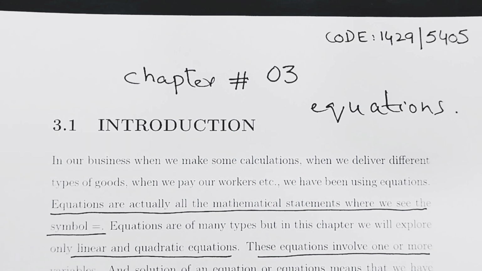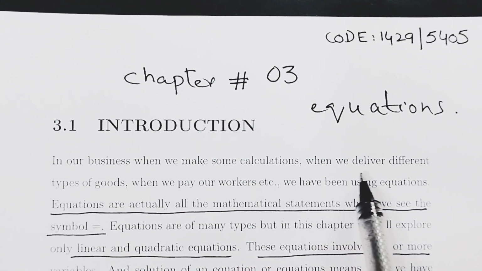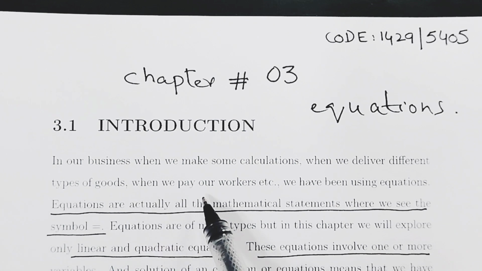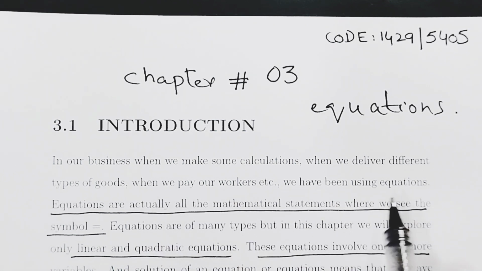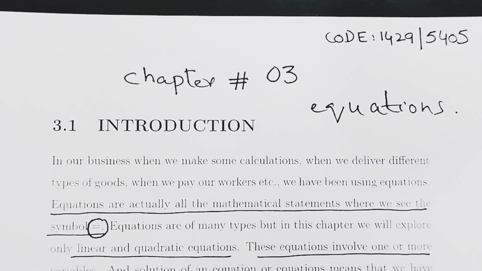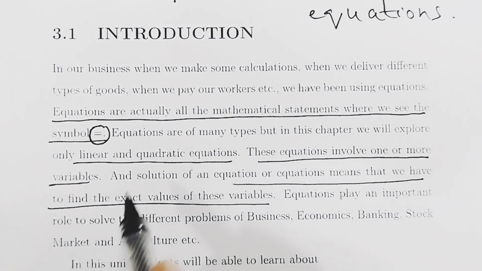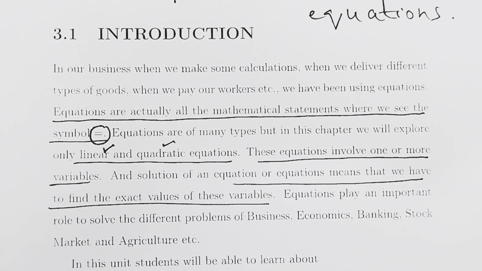First of all, we will discuss the introduction. In our daily business, when we make calculations, when we deliver different types of goods, and when we pay our workers, we use equations. Equations are mathematical statements where we have the symbol of equivalence, the equal sign. There are many types of equations, but in this chapter we will only discuss linear and quadratic equations.